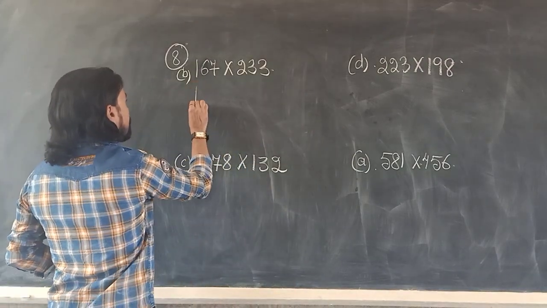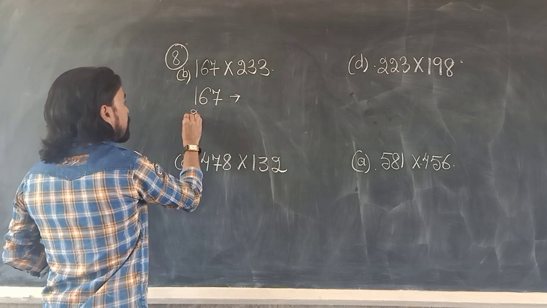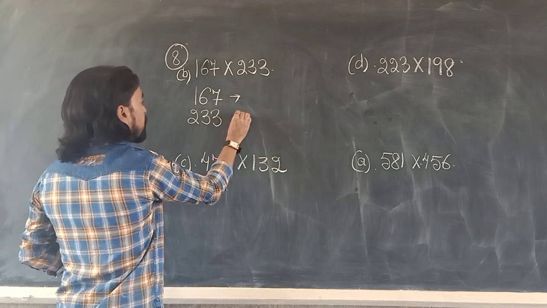So I write 167 and I make an arrow. I write 233 and also make an arrow.